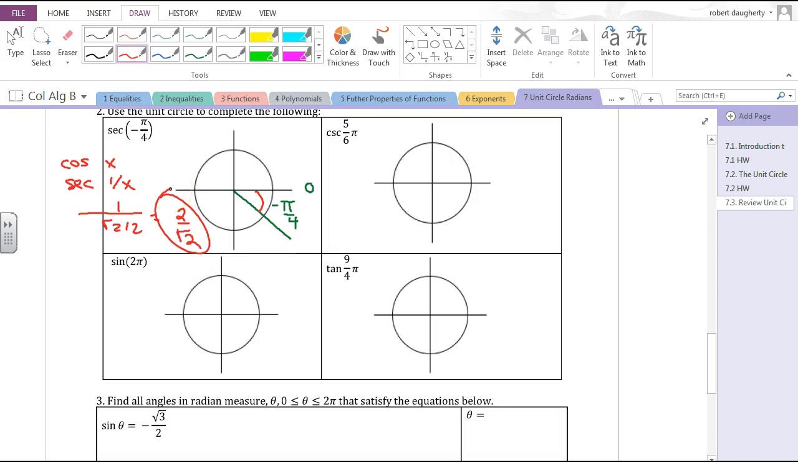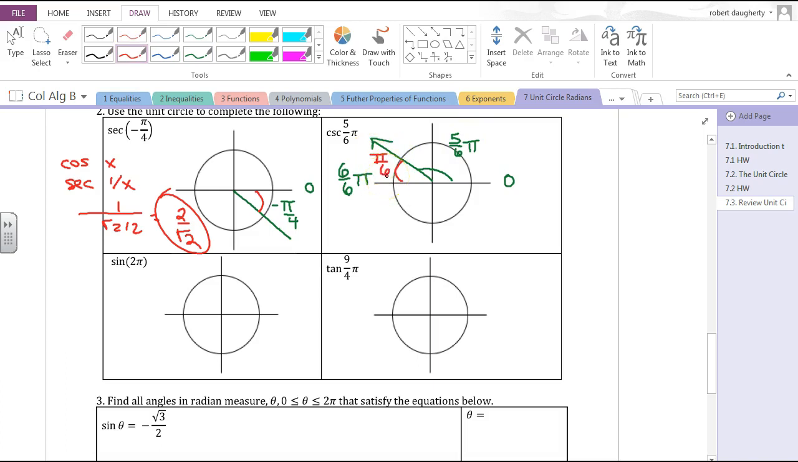Cosecant of 5/6 pi. Draw the angle. Here's 0. Here's pi. Since I have a 6, let's call this 6/6 pi. That helps me know that 5/6 pi is just short of that. So if this is 5/6 pi, that means that the central angle here is just pi/6.